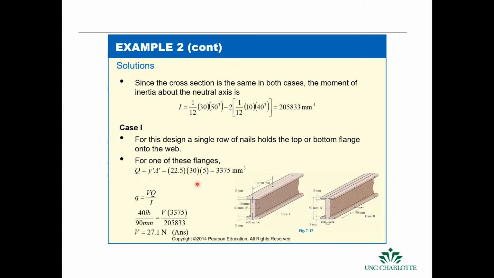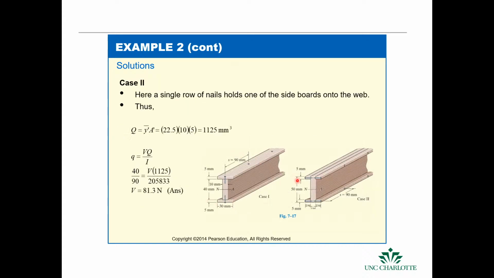In this case, we're using this area here, this distance, and we're using this area. Okay, so that's 22.5. And then this is times 10 because it's 10. And then times 5. Okay, so it's the distance to the center of that area there. And that gives us a shear that's higher. It's almost twice the value that the fastener can take. So either you need twice as many nails or you need to change your design.